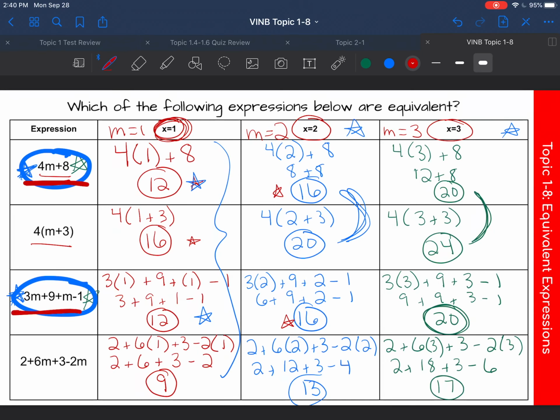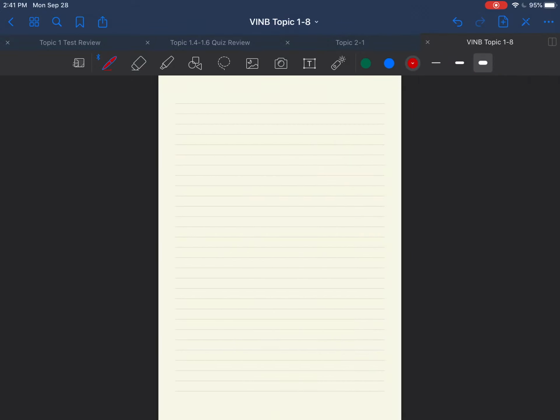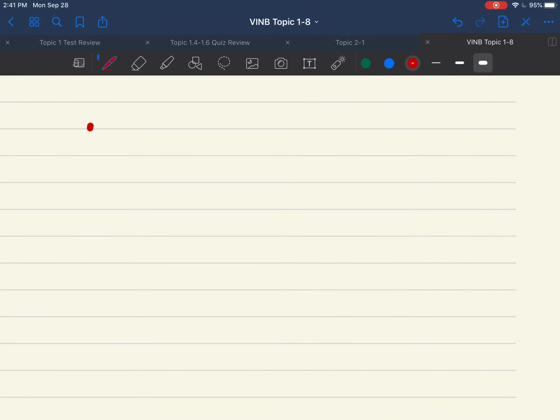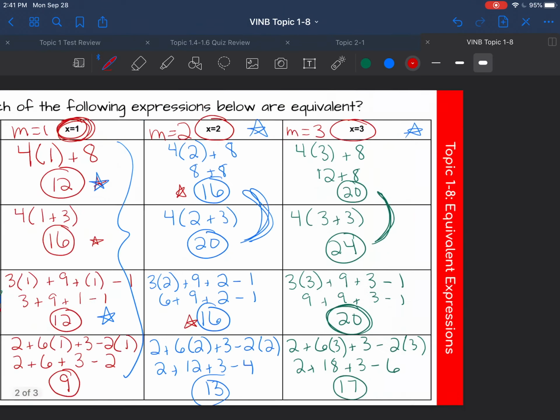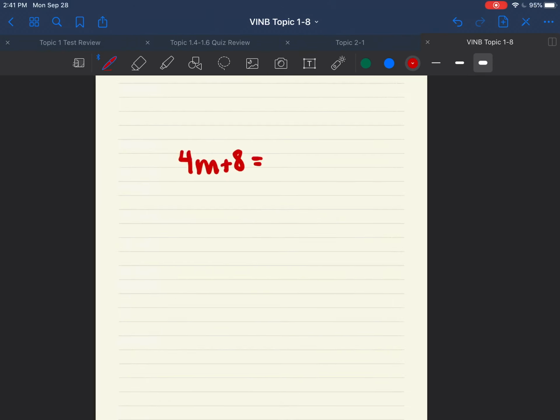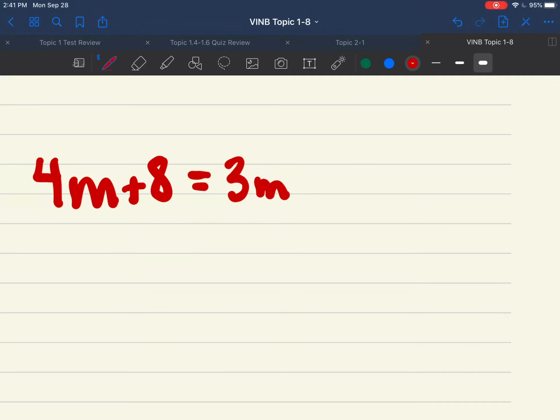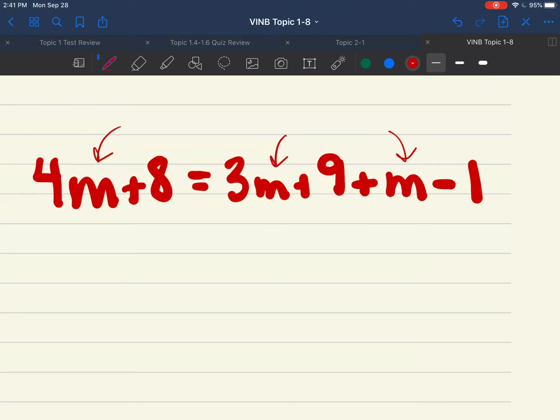Now let's look specifically at these two examples, okay? If we look, we have 4m plus 8 equals, we said that equals 3m plus 9 plus m minus 1. Now, we can prove that they're equivalent. Yes, we plugged in an answer for each of the m's, but also we can prove by combining like terms.